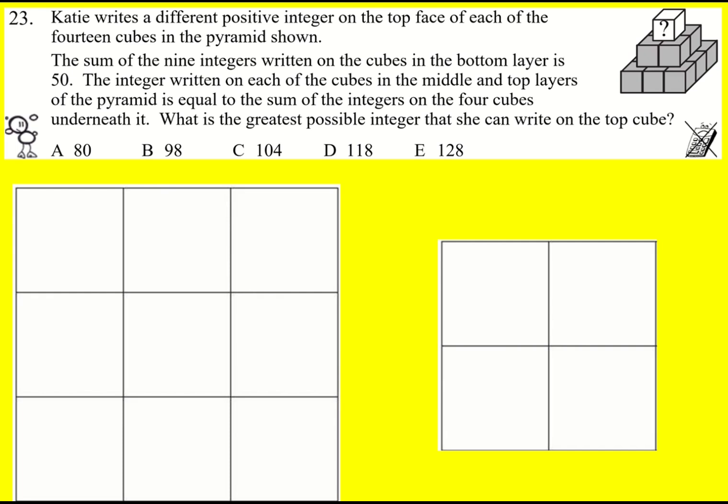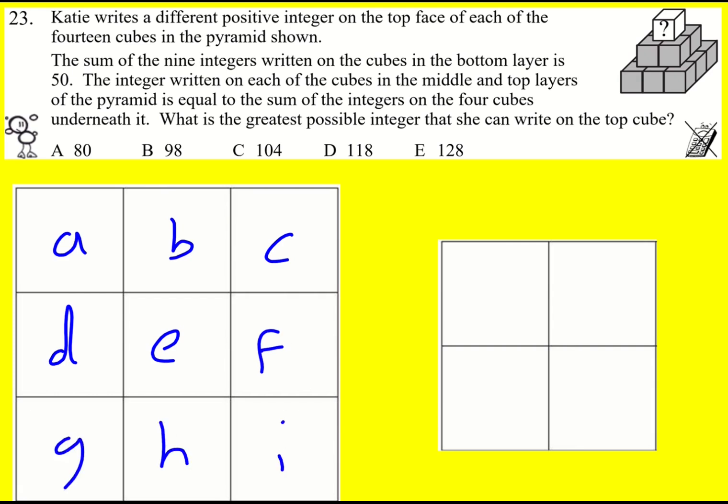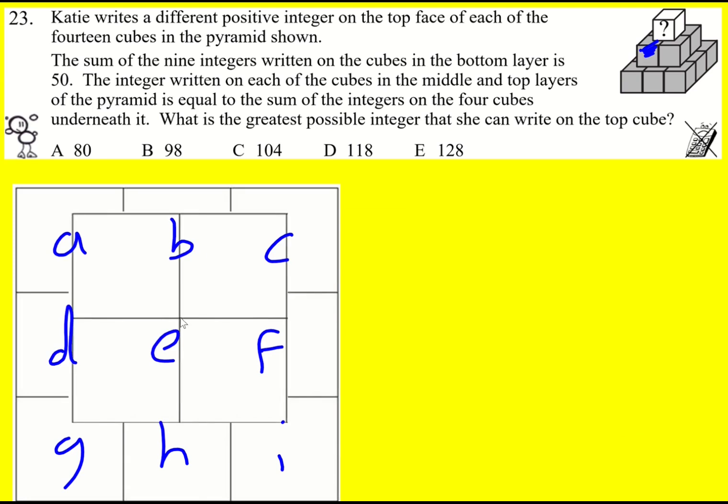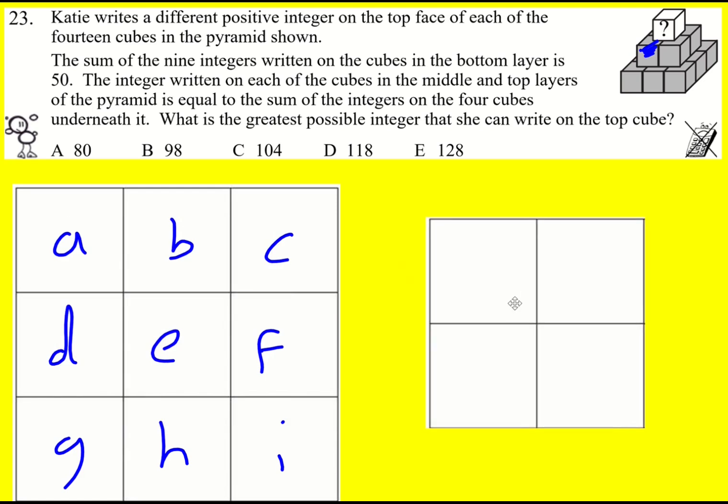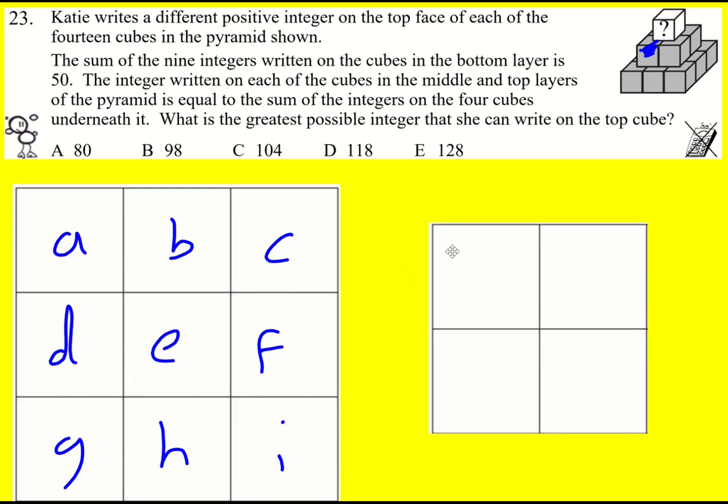So we know that the sum of the 9 in the bottom is equal to 50, and that's about it. So I'm going to call these A, B, C, D, E, F, G, H, I. And then to get, say, this one here, we would add the 4 that's beneath it. So if I move this here, you can see that A, B, D, E are going to give the top left, and similar. So let's fill that in. This is going to be A plus B plus D plus E. This one's going to be B plus C plus E plus F, and similar for the other ones.